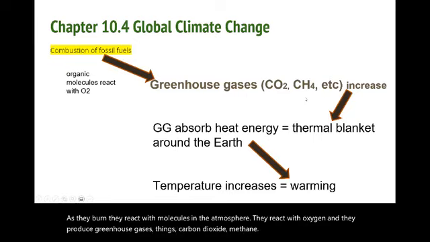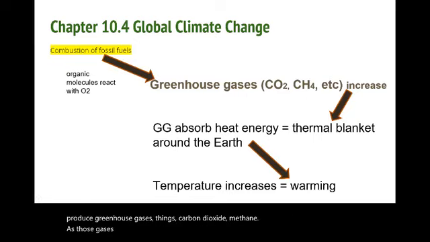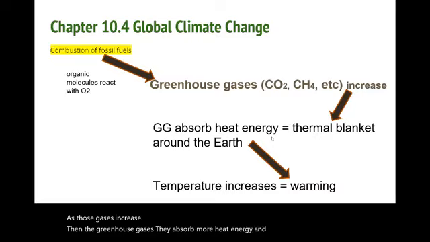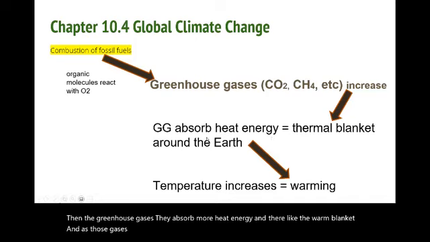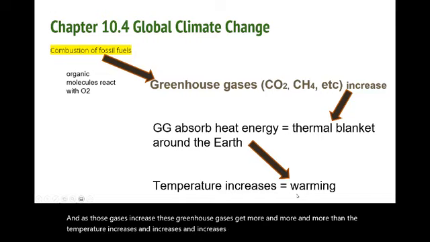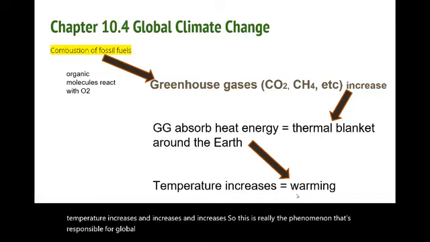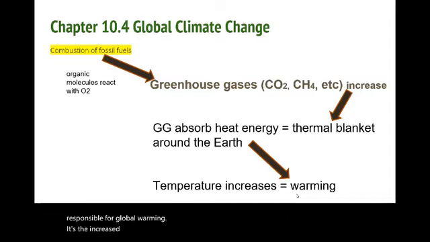As those gases increase, the greenhouse gases absorb more heat energy, and they're like a warm blanket. And as these greenhouse gases get more and more, the temperature increases and increases and increases. So this is really the phenomenon that's responsible for global warming. It's the increased use of fossil fuels leading to increased greenhouse gases, which lead to an increase in the temperature.